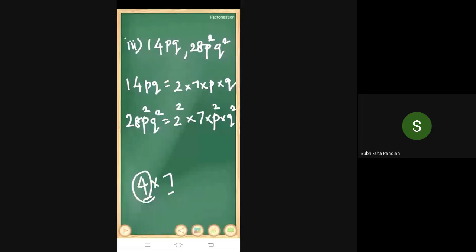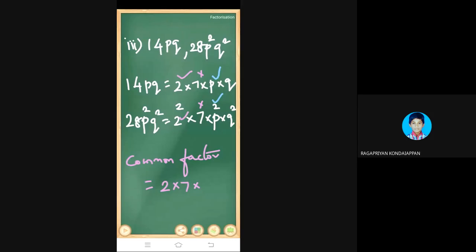So how will you solve this? What is the common factor? Here also 2, here also 2. Least power is 2 power 1. So let us take 2. And here also 7, here also 7. So let us take 7. Then p square, so we have to take p, least power. Then q is also common, but least power is q power 1. So 2 sevens are 14. 14 into pq is 14pq. This is the answer.